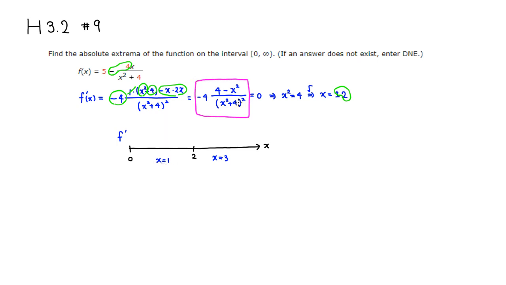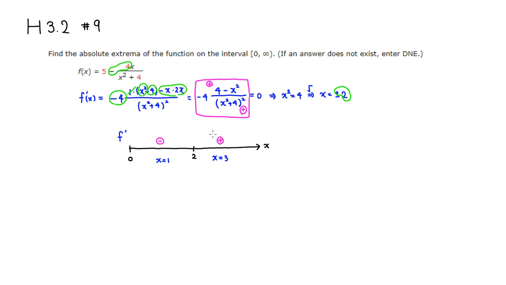Plug in 1. The denominator here is always positive, so we don't have to worry about that. If you plug in 1, 4 minus 1 squared would be positive, but there's a negative sign, so the numerator is negative. Negative divided by positive is a negative quantity. And for x equals 3, the denominator is positive, but 4 minus 3 squared would be negative, times negative, so this becomes positive. Positive divided by positive is positive.